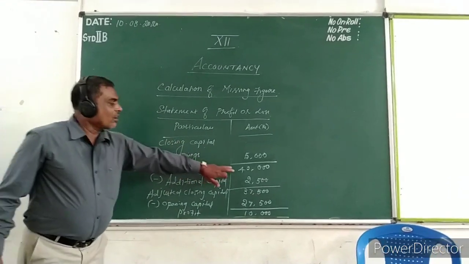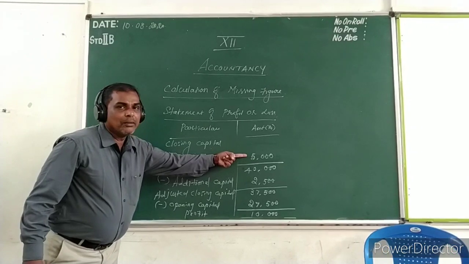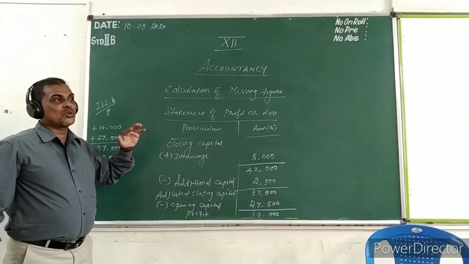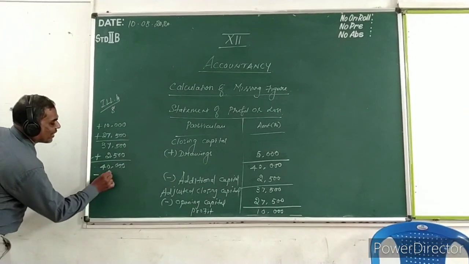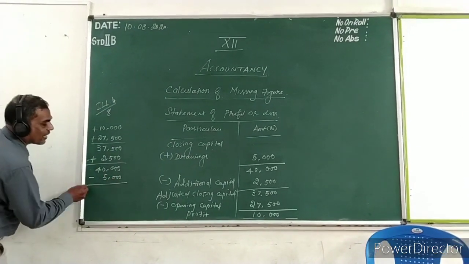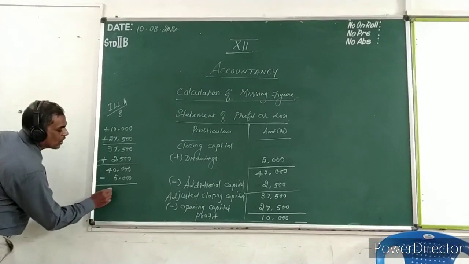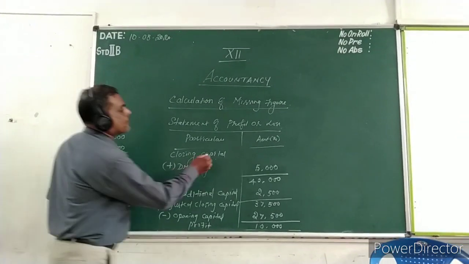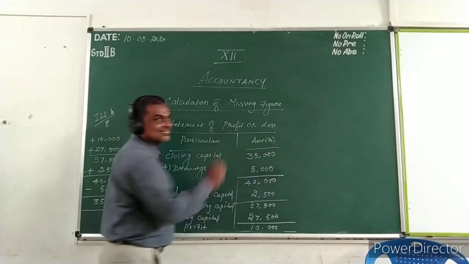Okay, now we got 40,000. What is the next item available here? Drawings. Drawings shows what? Minus, so we have to change it as plus. Sorry, we have to change it as minus. So minus 5,000. From 40,000 we deduct 5,000. What will you get? Plus 35,000. That is the missing figure of closing capital.